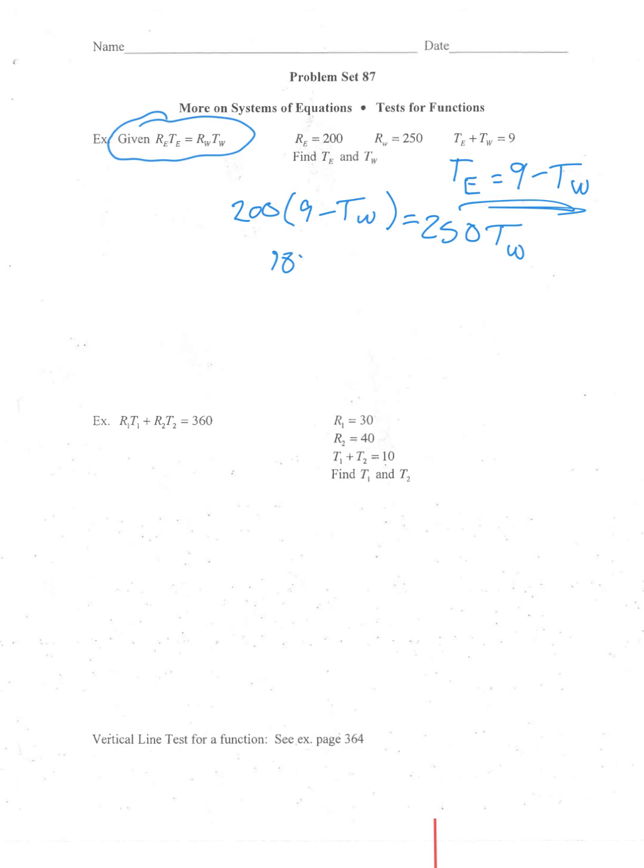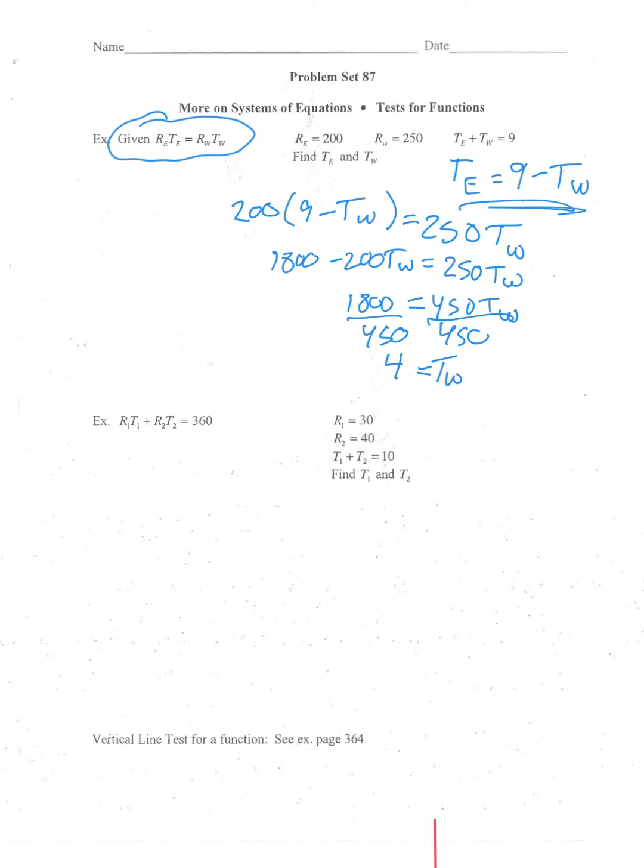I'm going to use the distributive property here. Add 200 T sub W to each side. Divide each side by 450. And that leaves me T sub W equals 4.